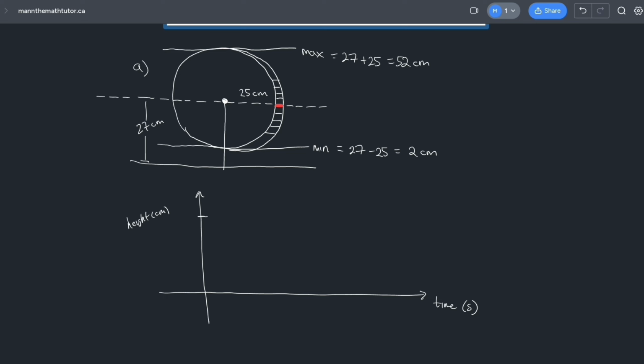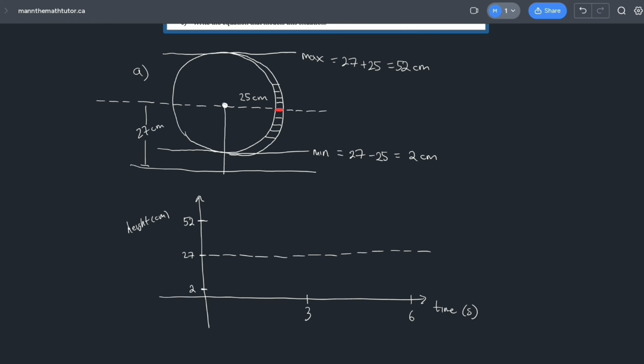So we know we have a height of 52 centimeters above the ground. We have a middle point at 27 centimeters above the ground. That's where the axle would be. And then we have the minimum point, which is 2 centimeters above the ground. Let's just draw the equation of axes here, just so we can have a point of reference for our sketch. We're also looking to sketch over 2 cycles, which is 6 seconds, right? One cycle takes 3 seconds, so we can mark 3 seconds right around here. And we can mark another 3 seconds right around here for the second cycle.